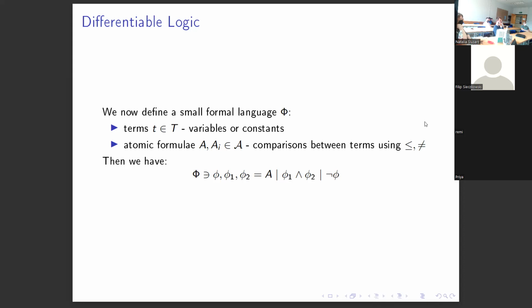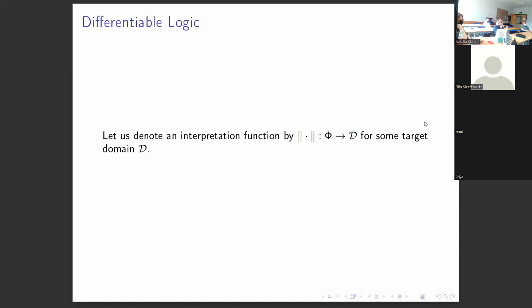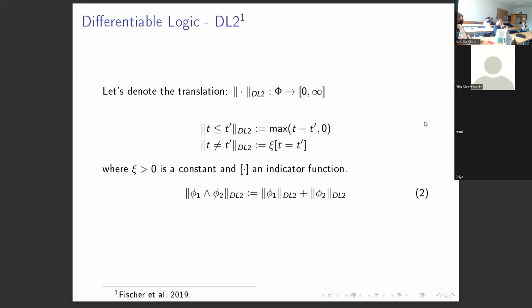So from the language, we essentially will want to have an interpretation function that we will note by those double bars, that goes from our language to some target domain D. The domains will be changing. So it translates from the language and gives us a result from that constraint. The first example is DL2, based on the DL2 paper, which is, I believe, differentiable logic for deep learning, or the other way around. I can never remember what the actual name is.